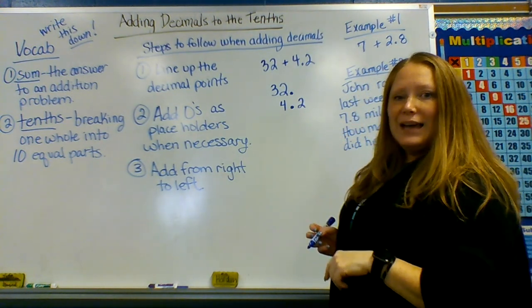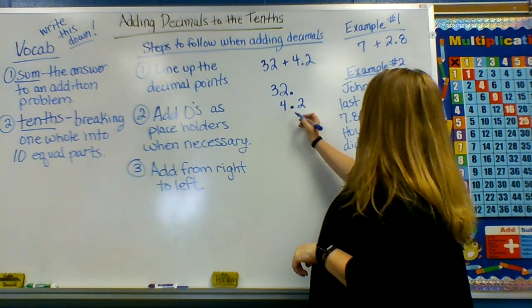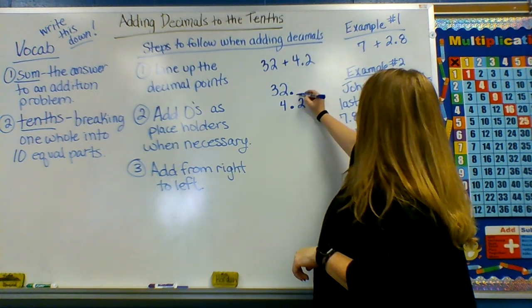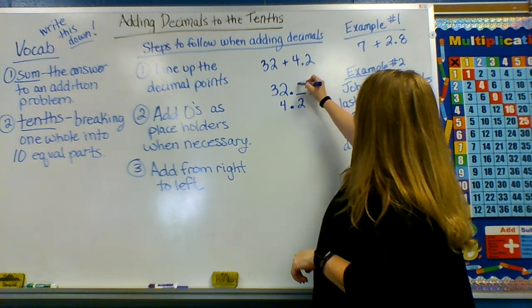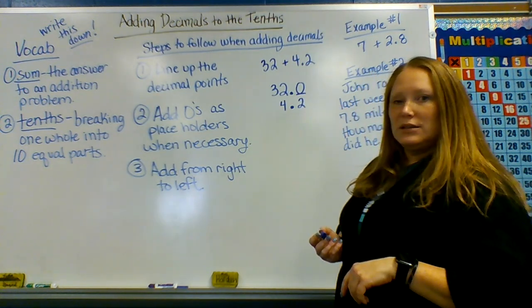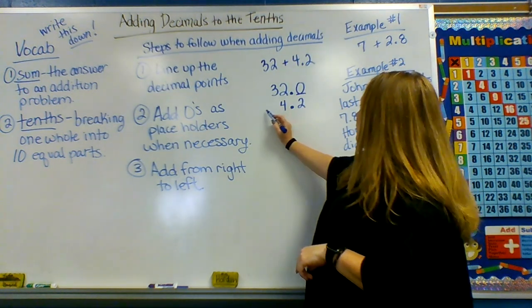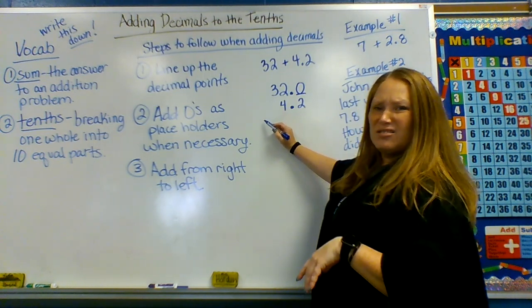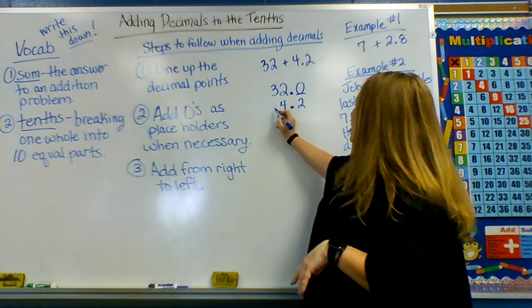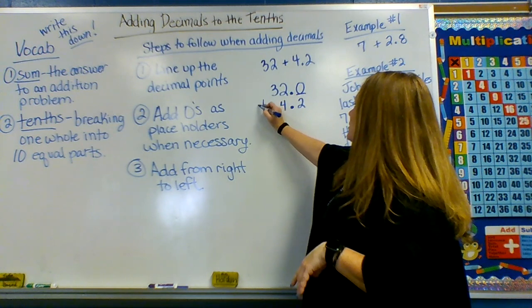Number 2, it says to add zeros as placeholders when necessary. Well, I don't see anything right here, so I'm going to add a 0 as a placeholder. Now, if it's before the decimal, we don't need to worry about those. So I'm not going to put anything here, but I do need to add them.